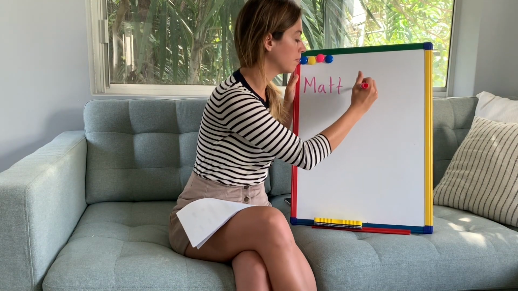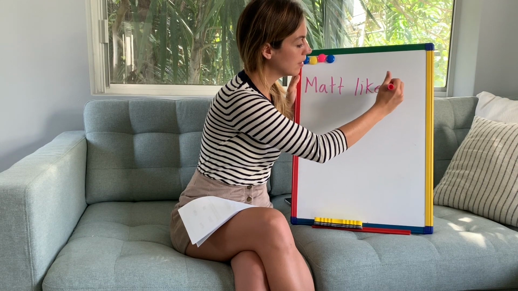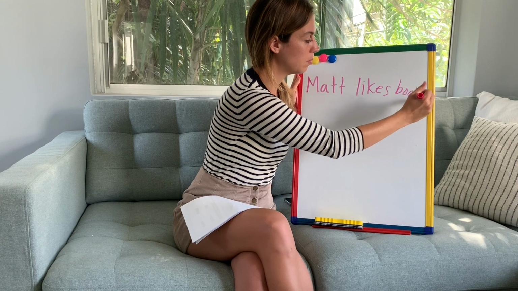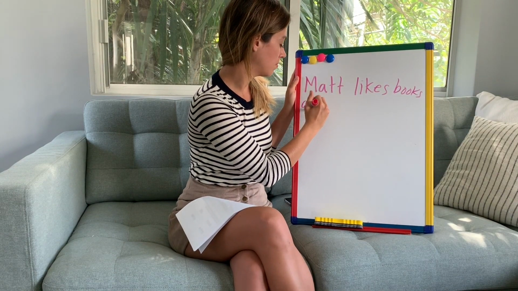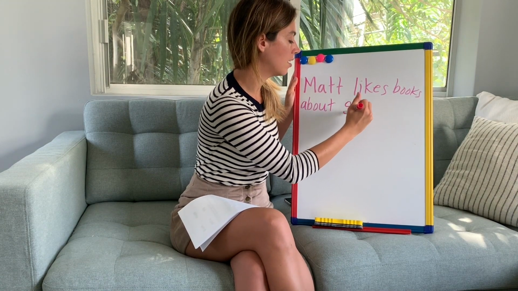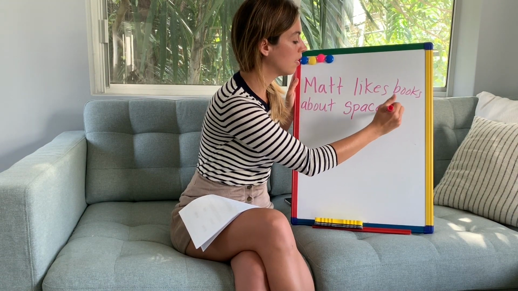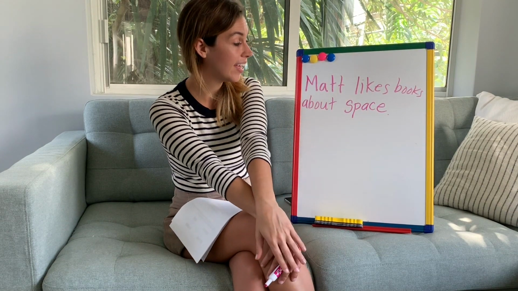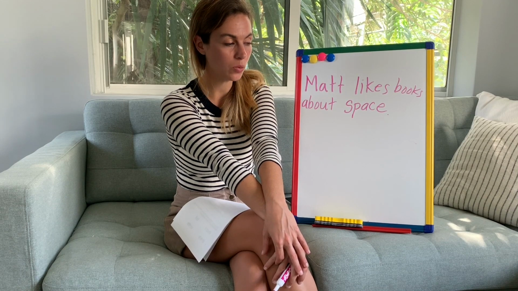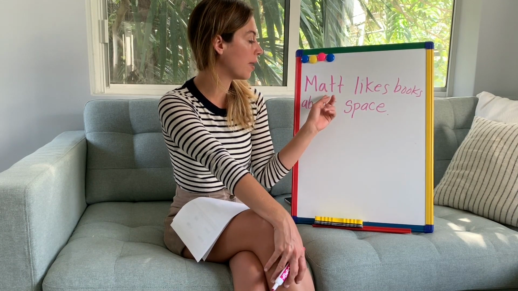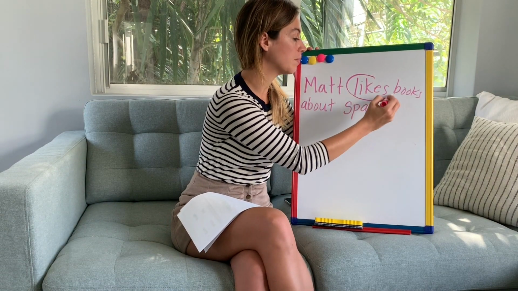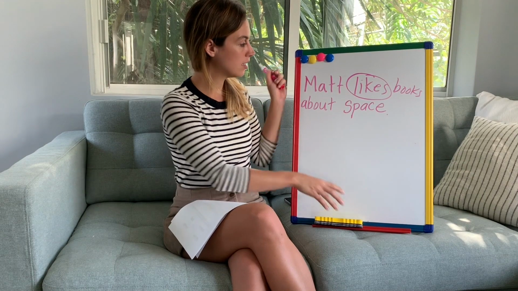Matt likes books about space. Matt likes books about space. Which word is our doing word? Which word tells us what about Matt? Likes. Good. Likes. Something you can do. Excellent.